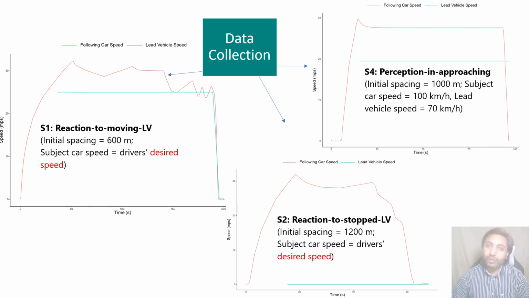For scenario S4, we determined the perception of the driver while approaching the lead vehicle from a large spacing, and in this case that spacing was 1 kilometer. The driver accelerated to a speed of 100 kilometers per hour, and then the cruise control maintained that speed. The driver did not change the speed until the driver noticed that the lead vehicle was slow. We asked the drivers to slow down whenever they felt that the lead vehicle was slower than them.